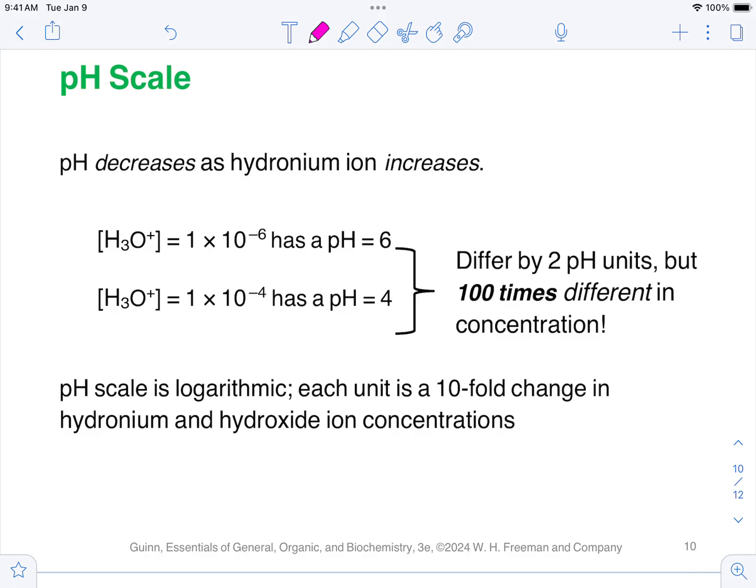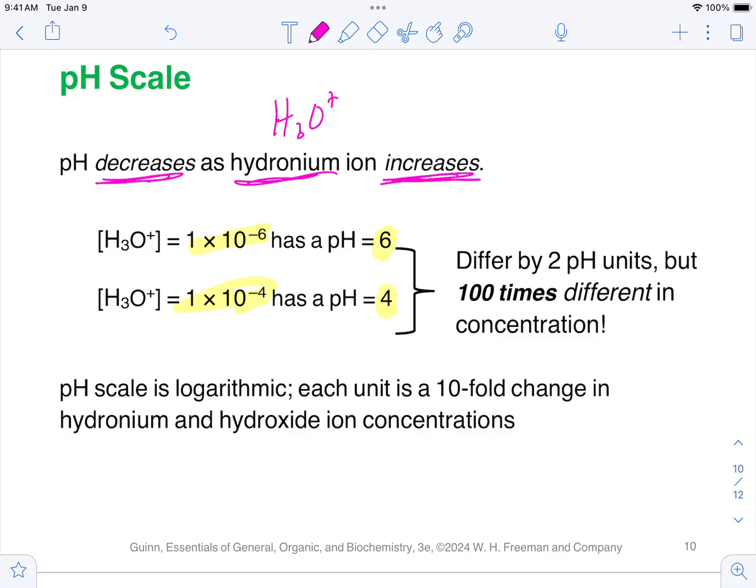As your H3O is increasing, your pH decreases, right? pH is below 7 for acidity, and as H3O increases, it becomes more acidic. Just looking at these two numbers here for hydronium concentration, we could plug it into our formula and see, okay, the pH is 6, the pH is 4.